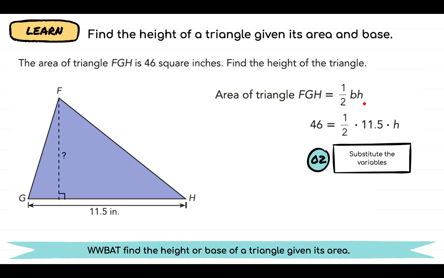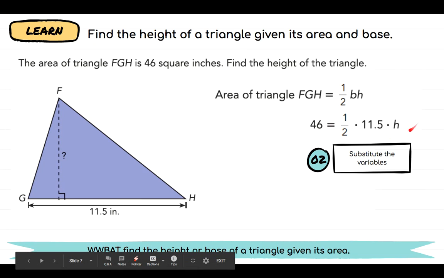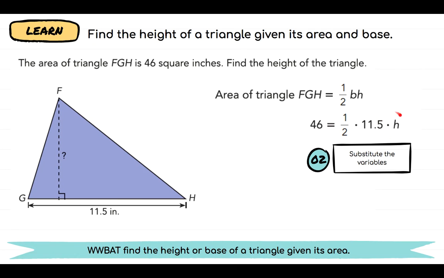And then you're going to substitute the variables. So the area of the triangle, the question already gave it to us, is 46 square inches. So 46 goes down here. And then we know 1/2, we know the base, which is 11.5 inches, but we do not know the height. So we're just going to leave the height as h.